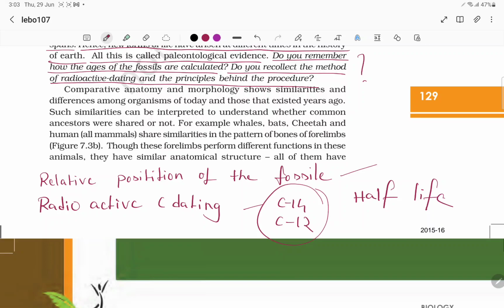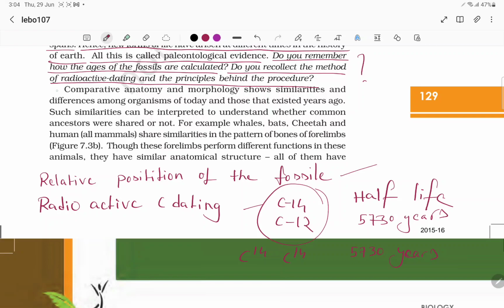For C14, it takes 5,730 years. So we measure the concentration of radioactive carbon in the fossil and compare it with the radioactive C14 content in living matter. If the radioactive content is 50% of the content in living matter, the approximate age of the fossil is 5,730 years. If only half of the carbon is present, it is 5,730 years. That's how they find the age of a fossil.